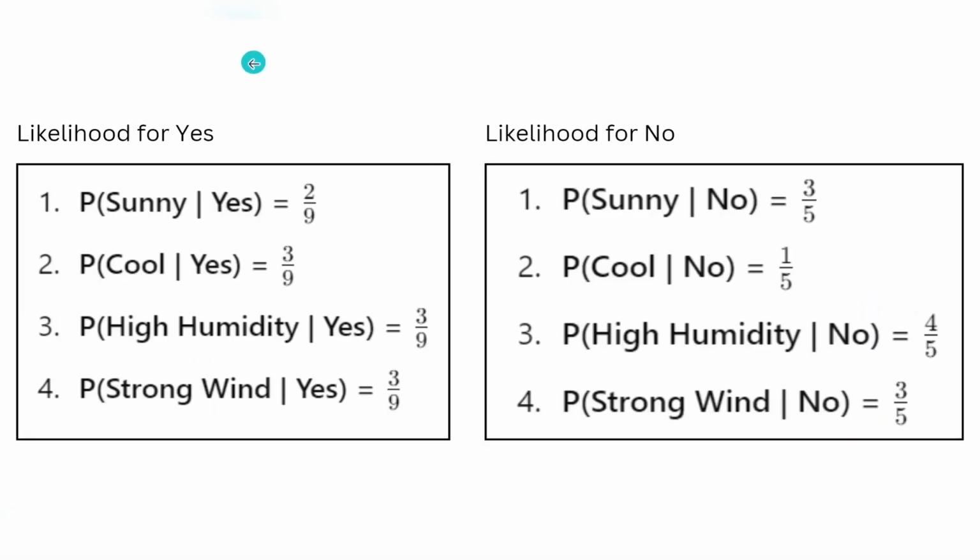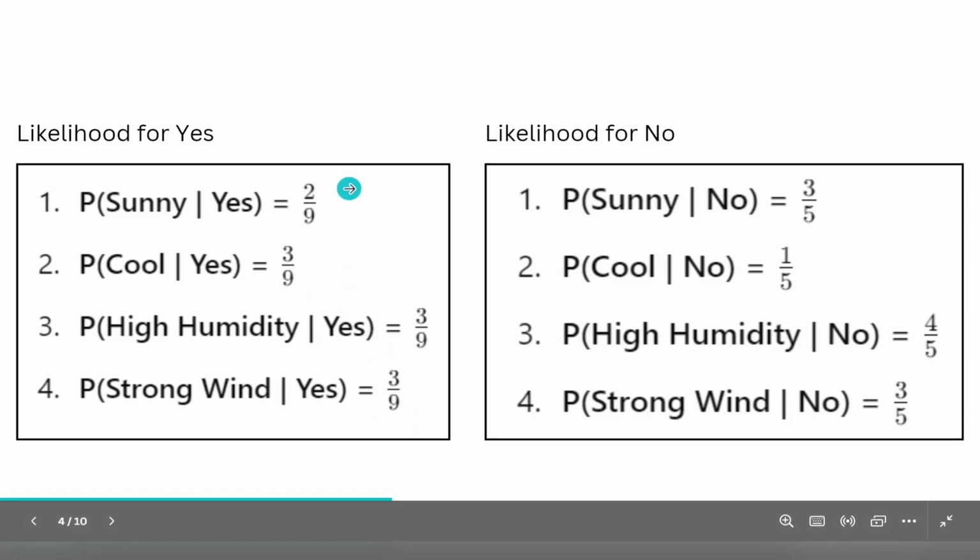Let us now find out what is the likelihood for yes and the likelihood for no. That is, what is the probability that it will be sunny, given that we already know that yes, we can play tennis. The probability that it was cool that day given that we already know that we can play tennis, and similarly for the others. So, first, let us look at the probability of it being sunny given that it is yes, we do play tennis. Over here, you can see that all the denominators are 9.